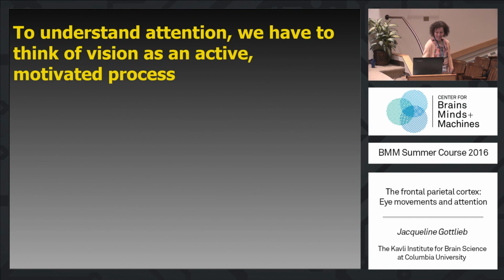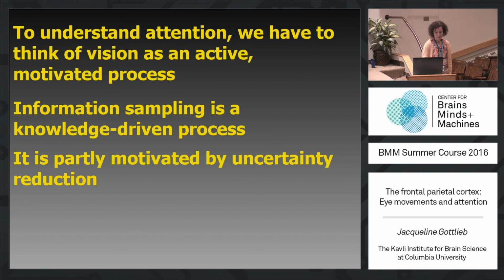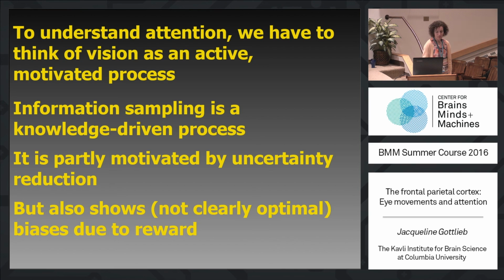So anyway, on that note, to understand attention, I think we really need to start thinking of vision as an active, motivated process. Tie the loop together with decision making. And I've shown you a couple of steps toward that. Information sampling is a knowledge-driven process. We have to understand how the meaning of stimuli is related to our ability to select them and attend to them. It's partly motivated by uncertainty reduction, but also shows some funky biases due to reward. And I think that these kinds of biases are really going to be important in understanding all kinds of decision biases and strange behaviors that we seem to show.